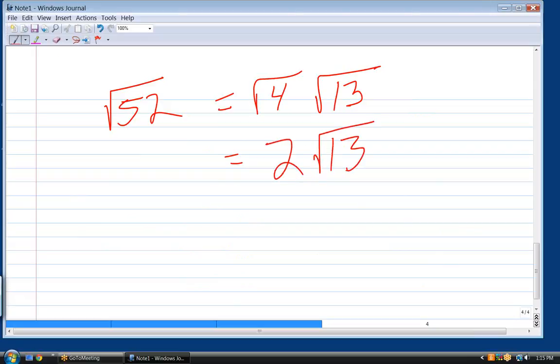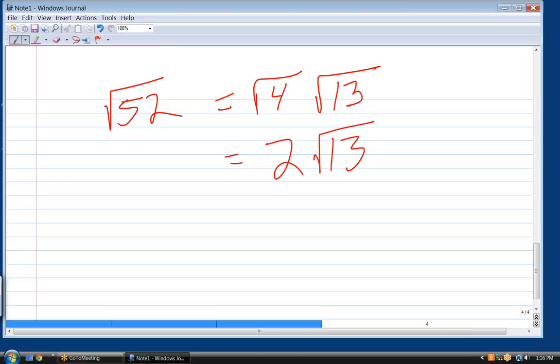You got it. Can square root of 13 be simplified? No, because not only does it not have a perfect square as a factor, but it's prime. So when you come across a prime number, you don't have to look for factors. There aren't any factors of prime numbers.